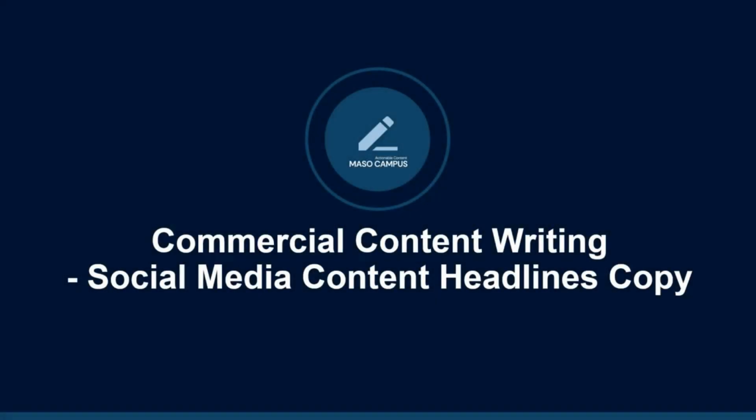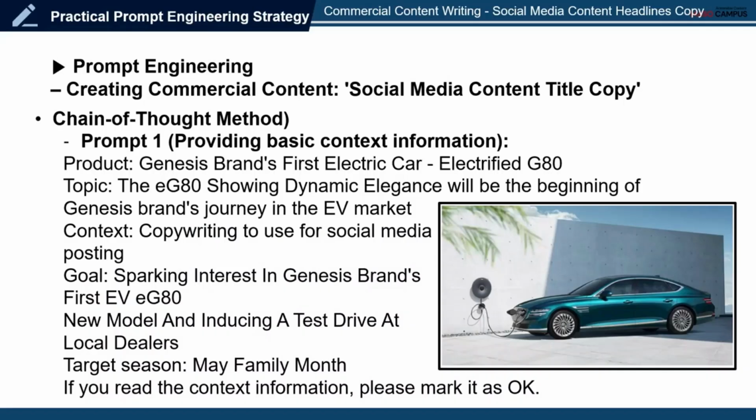I will apply the prompt engineering technique of generative AI to write a title copy for commercial content, specifically for social media content postings. The product I intend to promote is the first electric car from the Genesis brand of Hyundai Motor Company. In reality, there is a car that was launched as the first electric vehicle under the Genesis brand. I want to apply prompt engineering techniques with the purpose of social media marketing for this car.